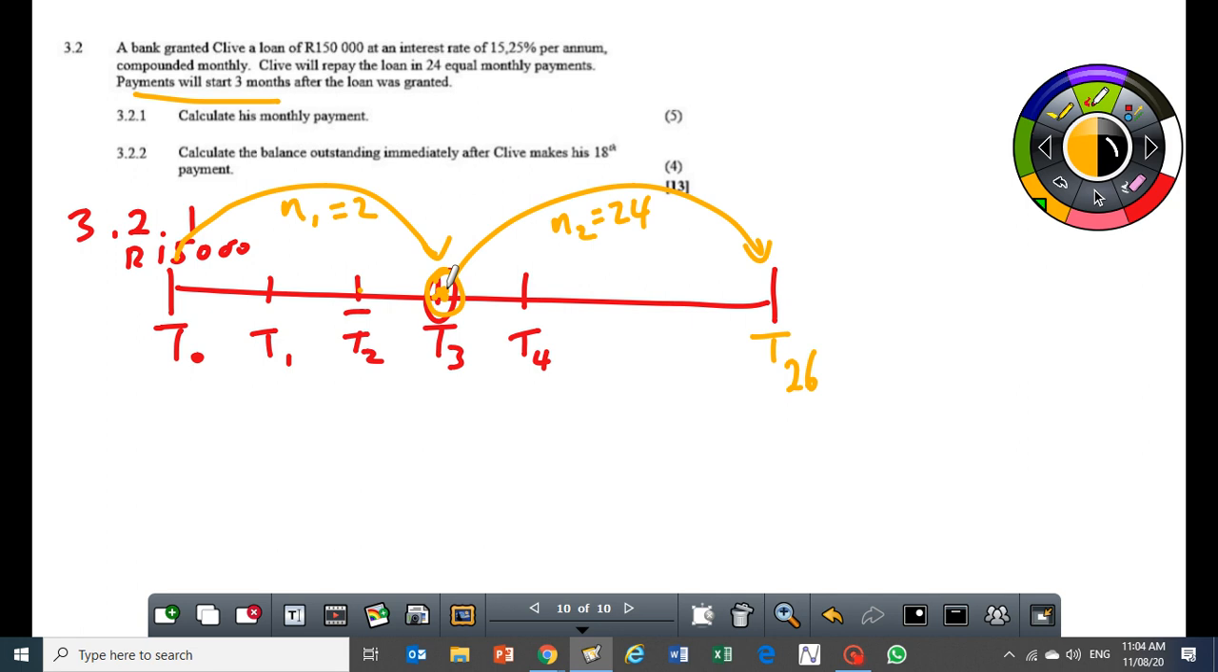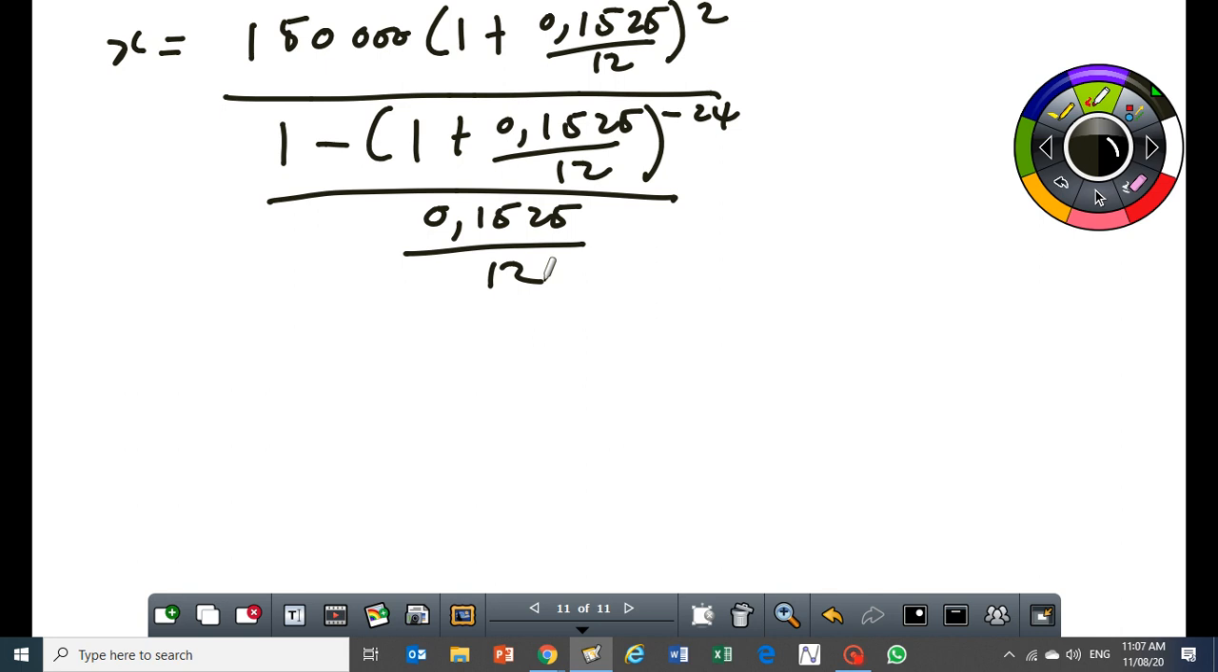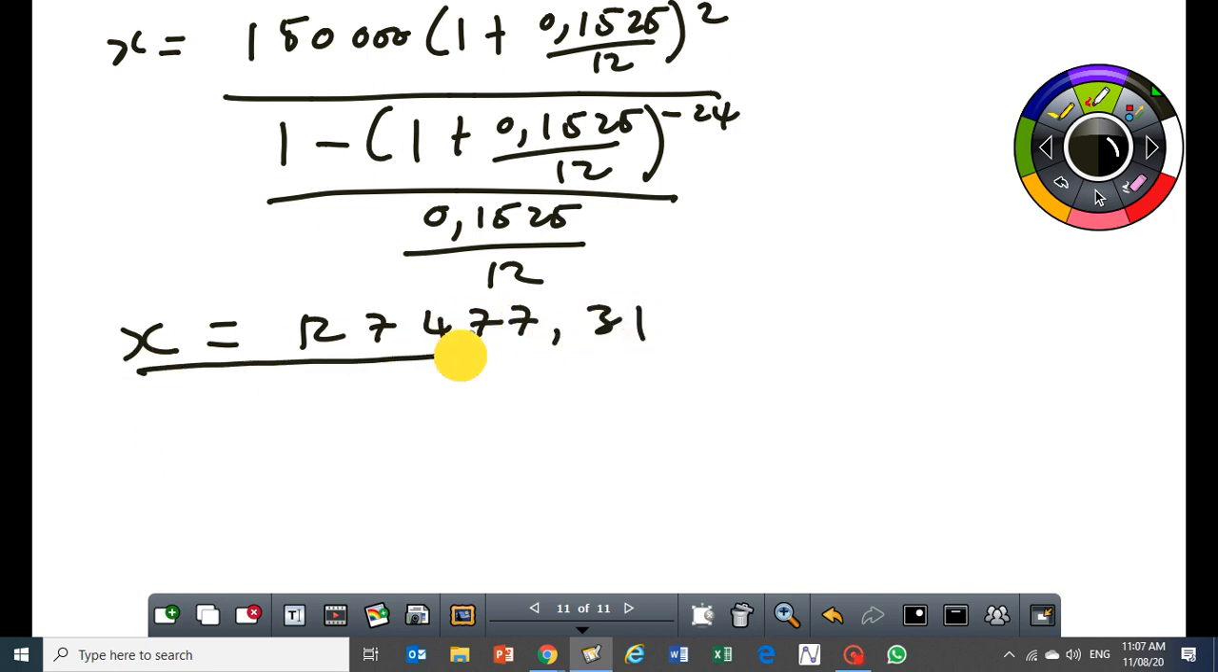Why is it compounded twice? Because remember, can I have your attention? If you simplify that, what do you get? 7,477 and 31 cents. Alright, so that's the first part. Any question?